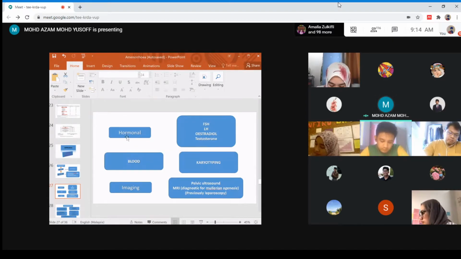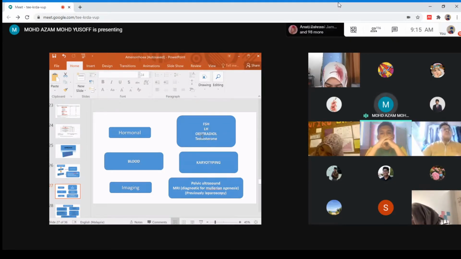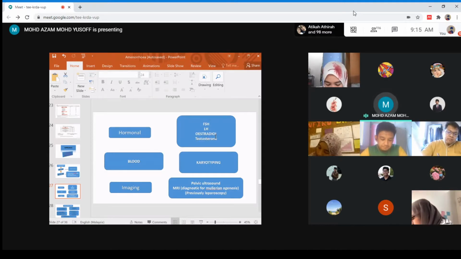Investigation. First the hormonal tests: you check the gonadotrophins, FSH and LH, estradiol, and testosterone. Testosterone is checked in case she is actually 46XY, because one of the causes is that the androgen receptor is not sensitive to testosterone in utero, so the baby becomes female. The testosterone level is normal, but the receptor does not respond to it.